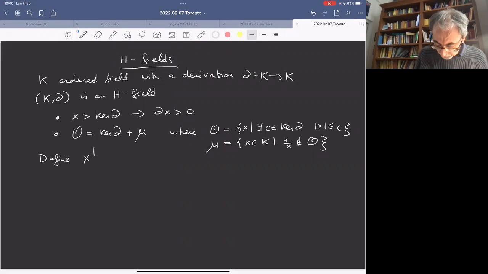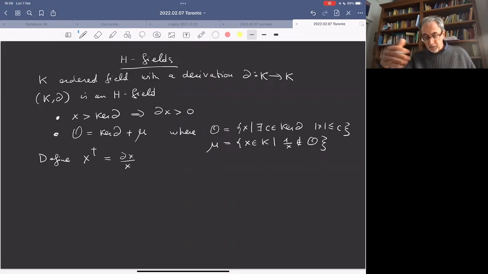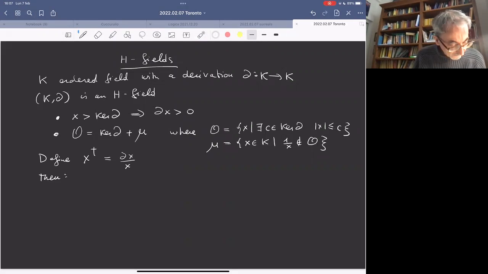Define, which has already been done by Lau, x dagger to be the logarithmic derivative. So if you had a logarithm, it would be the derivative of the logarithm. Then you have the following properties, which have already been illustrated by Lau in the context of Hardy fields.